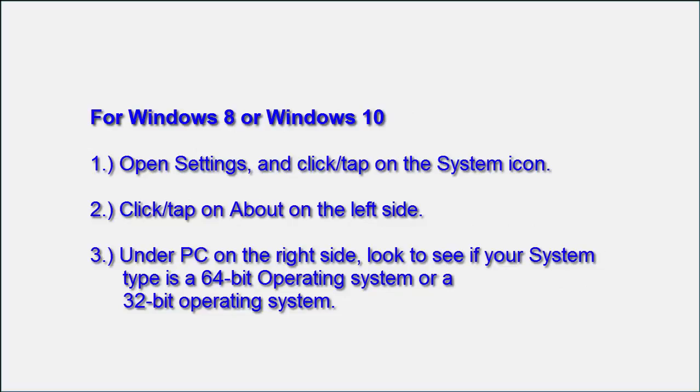For Windows 8 or Windows 10, open Settings and click or tap on the system icon. Click or tap on About on the left side. Under PC on the right side, look to see if your system type is either a 64-bit operating system or a 32-bit operating system.